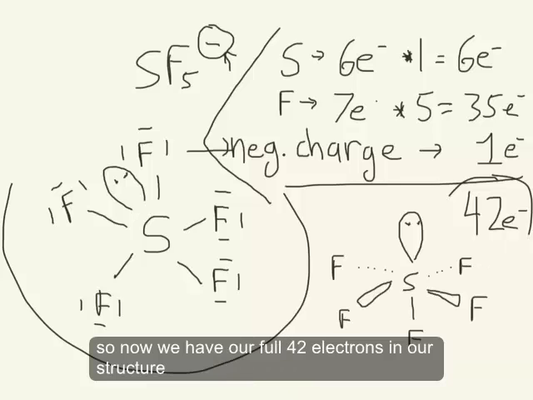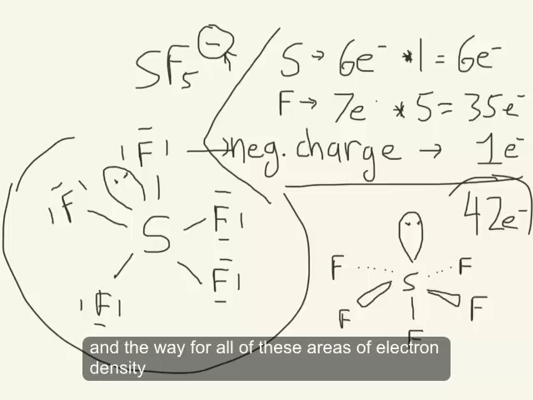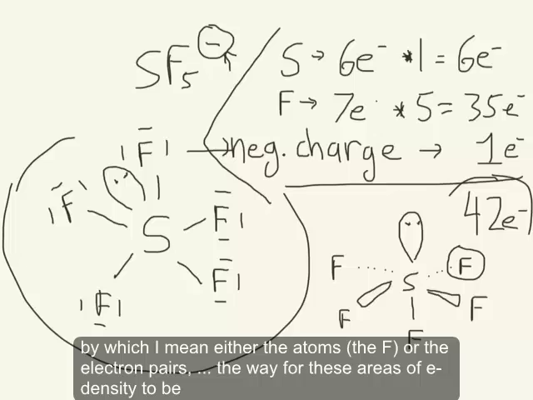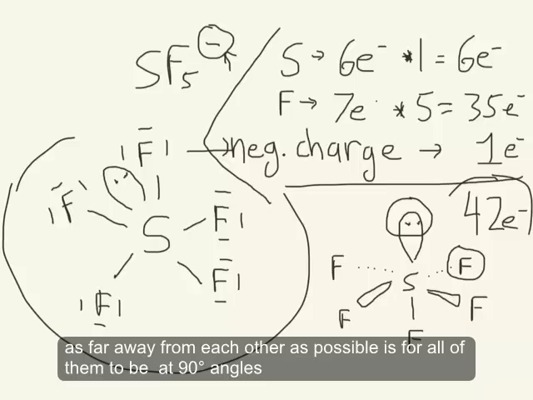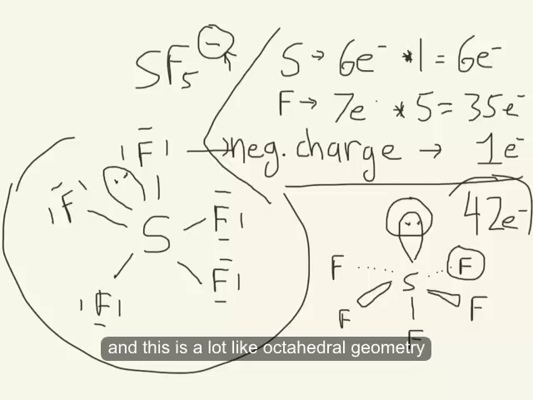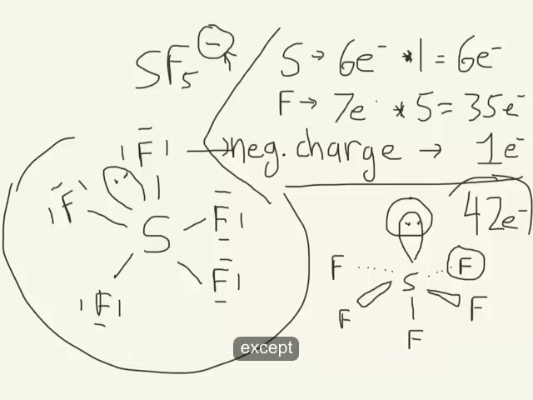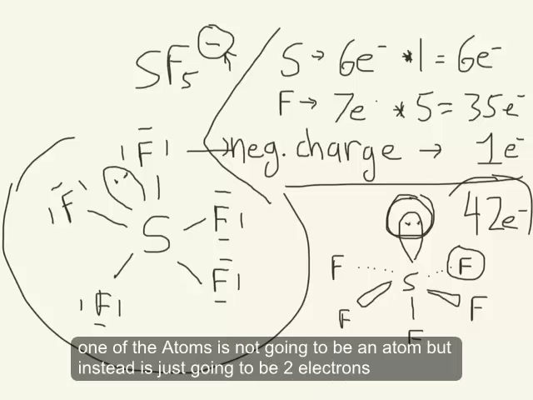So now we have our full 42 electrons in our Lewis dot structure, and the way for all of these areas of electron density, by which I mean either the atoms, the fluorines, or the electron pairs, to be as far away from each other as possible is for them all to be at 90-degree angles. And this is a lot like octahedral geometry, except one of the atoms isn't going to be an atom, but instead it's just going to be 2 electrons.